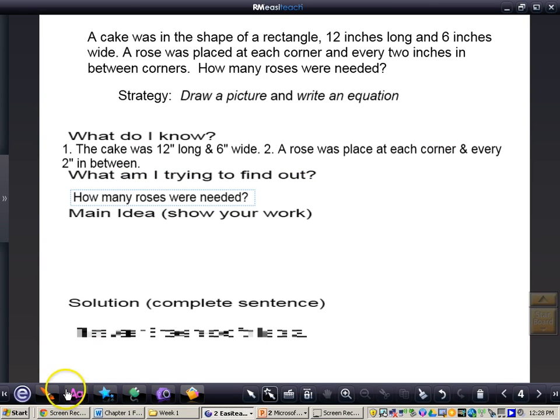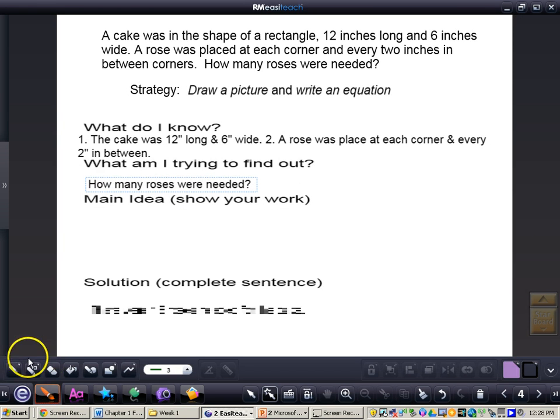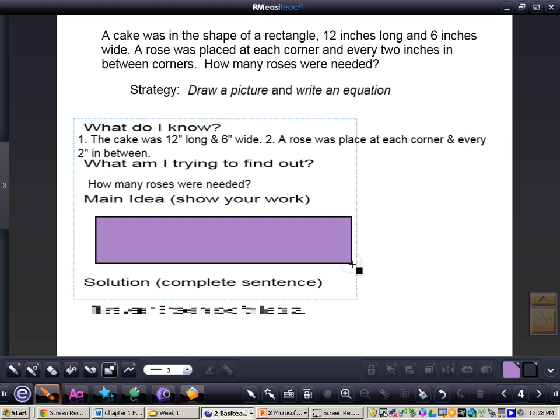So the main idea, what we're going to do to solve this problem is we're going to draw a picture for this. I'm just going to draw a rectangle here, a pretend rectangle, and we'll pretend that is 12 inches long and 6 inches wide. Now what we're going to do is place roses at this rectangle. Now we know right away that there was a rose placed at every corner. So we'll put a rose there, put a rose here. Right now we know that there are 4 roses.